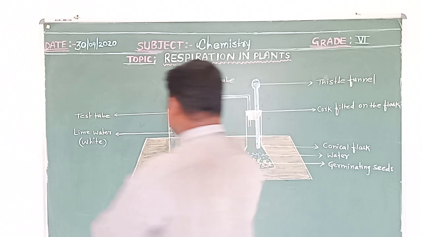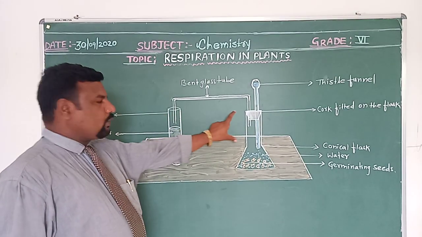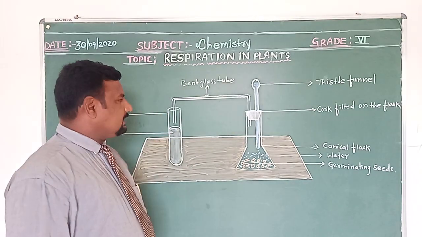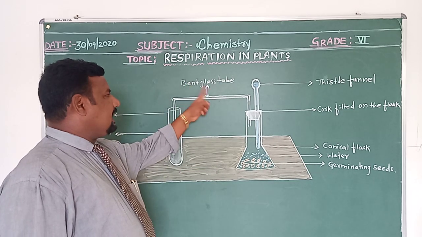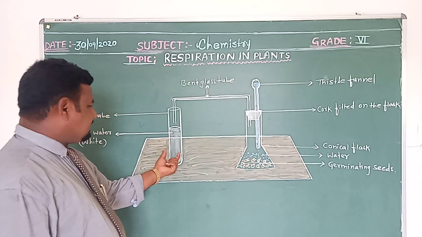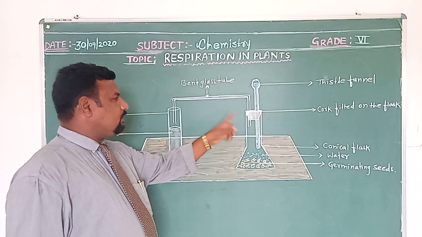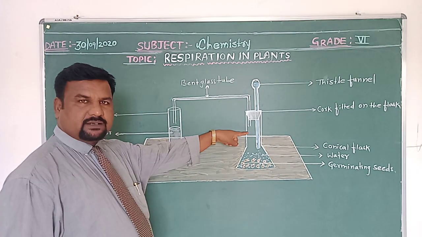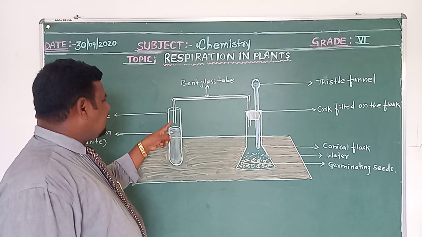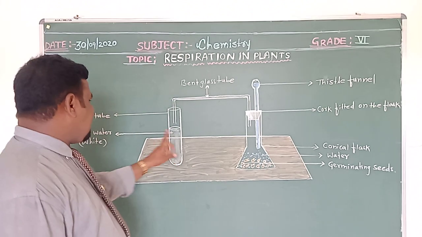See here, I have shown it in the diagram. Look at this. We have taken one test tube, one conical flask, and one bent glass tube. The conical flask is placed here, and the test tube is placed on the side. One end of the bent glass tube is inserted in the conical flask, and the other bent portion of the glass tube is inserted in the test tube. And the test tube is filled with lime water.